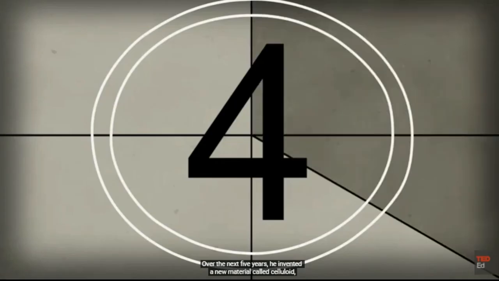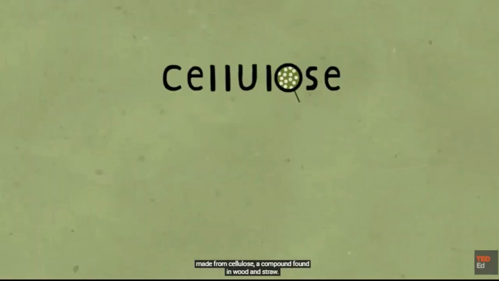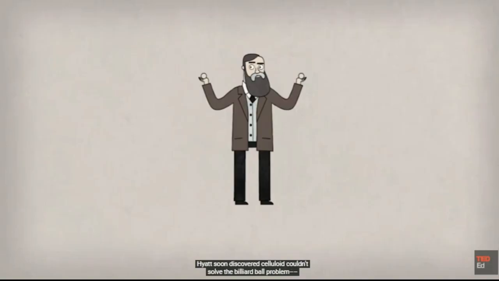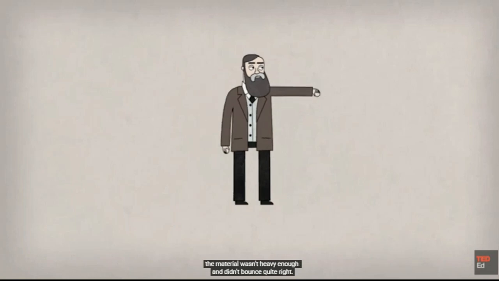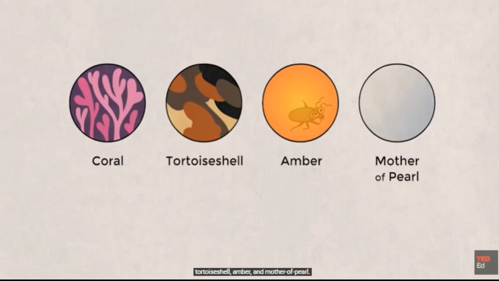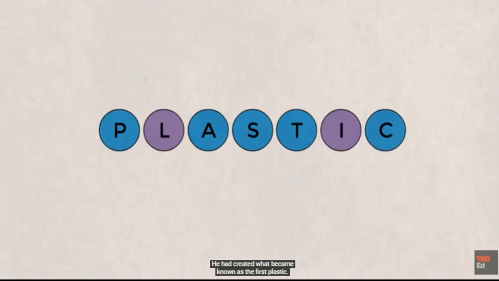Over the next 5 years, he invented a new material called celluloid, made from cellulose, a compound found in wood and straw. Hyatt soon discovered celluloid couldn't solve the billiard ball problem. The material wasn't heavy enough and didn't bounce quite right, but it could be tinted and patterned to mimic more expensive materials like coral, tortoiseshell, amber, and mother of pearl. He had created what became known as the first plastic.